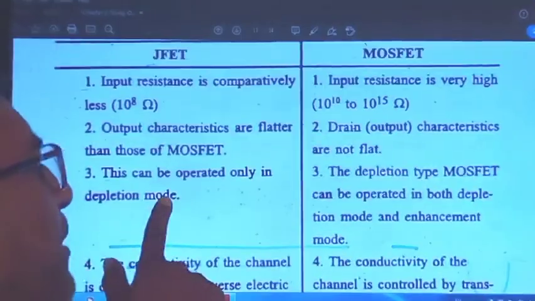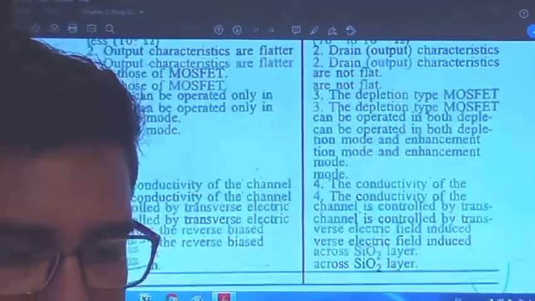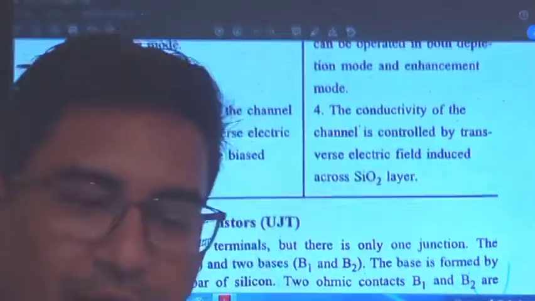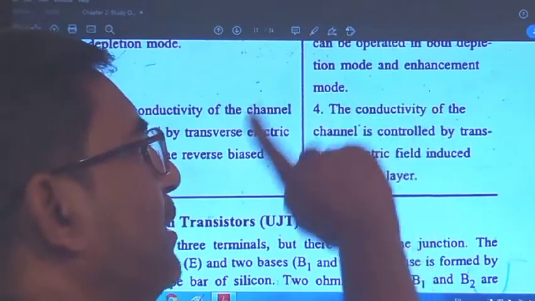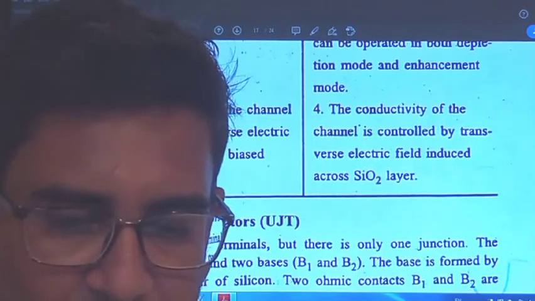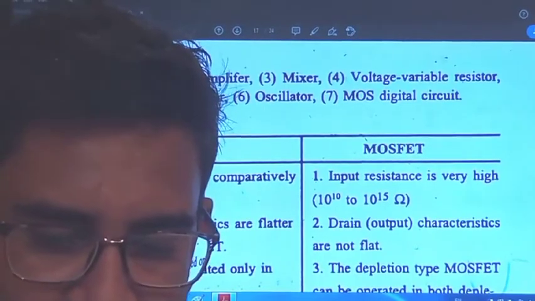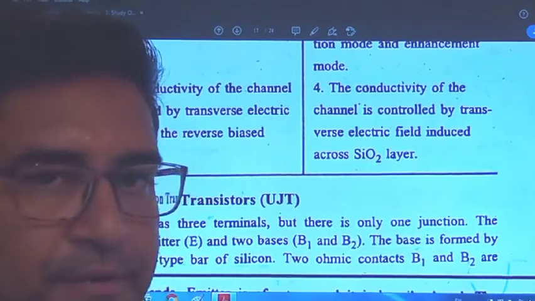JFET operates only in the depletion mode. The depletion type MOSFET can operate in both the depletion mode and the enhancement mode. That is a difference. In the JFET, the conductivity of the channel is controlled by the transverse electric field across the reverse biased PN junction. In the metal oxide semiconductor, the conductivity of the channel is controlled through the SiO2 layer.